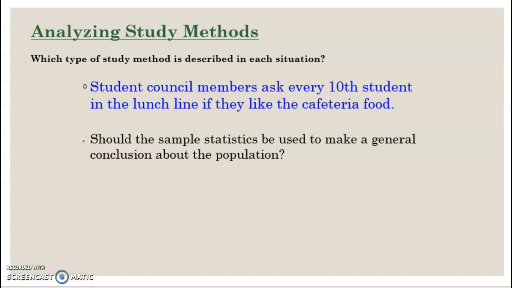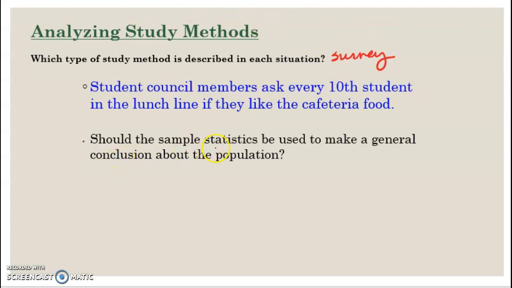Okay. Which type of study method is described in each situation? Student council members ask every 10th student in the lunch line if they like cafeteria food. Well, it's a survey because you're asking questions. So you've got a survey.